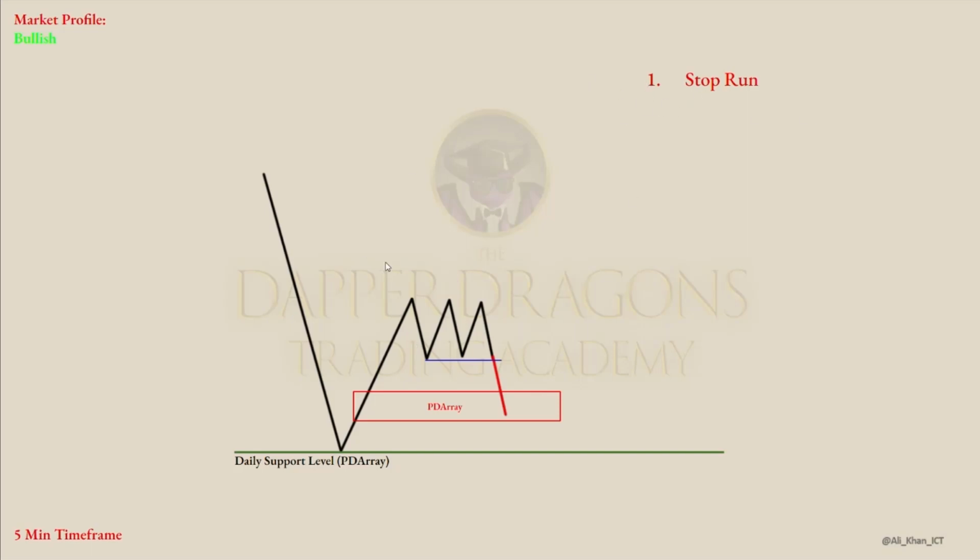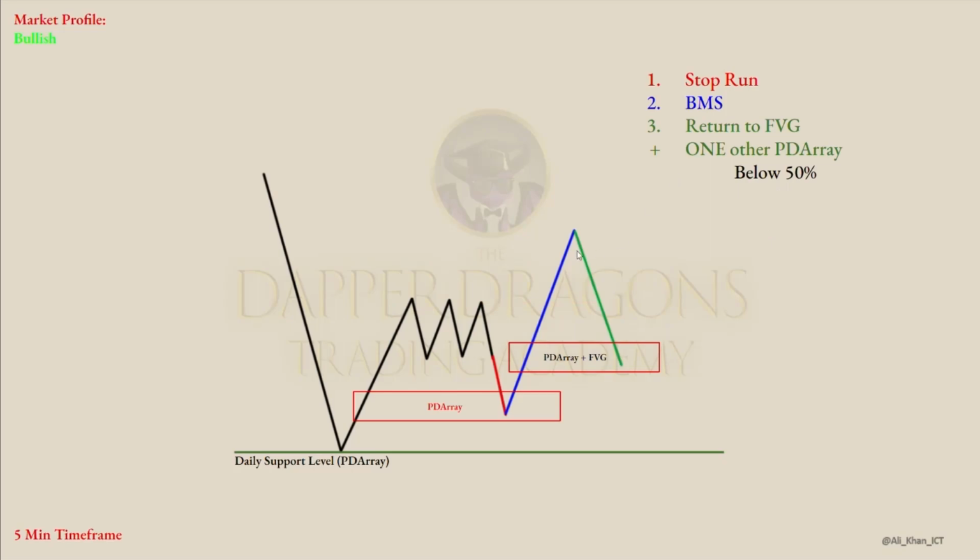Once we see our first stop run, we're looking for our second point, which is our break in market structure. After we see our break in market structure, we're looking to return back to a fair value gap in the expansion swing that broke market structure, and we're trying to pair that with another PD array: an old high, an order block, a breaker block. It can be anything that you see currently in the charts. Of course, not all the PD arrays are going to be present at any one given moment, so you'll have to train your eyes to see what is available for you.